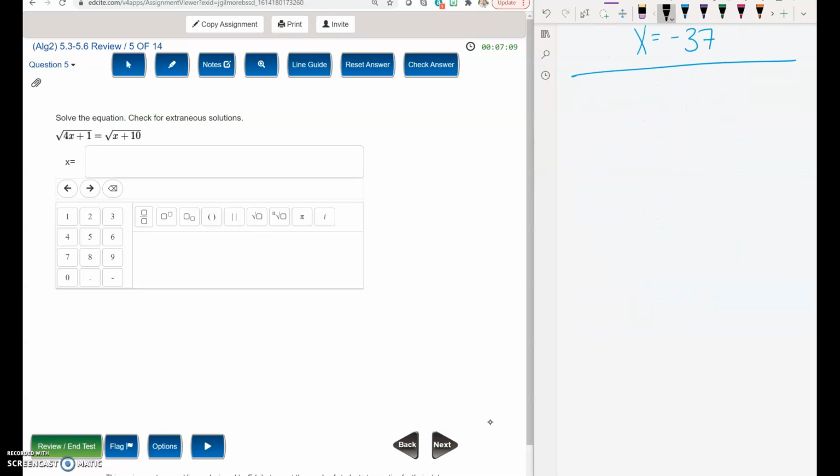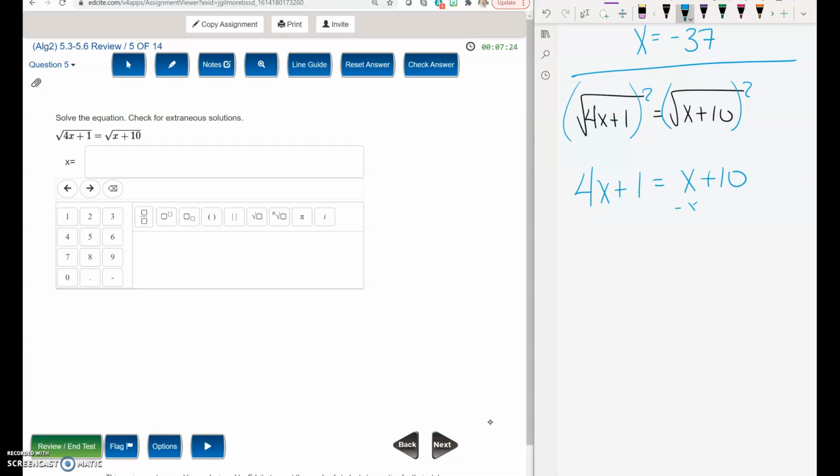This next one, we have the square root of 4x plus 1 equals the square root of x plus 10. We basically square both sides, and that gets rid of the radicals. So we have 4x plus 1 equals x plus 10. Subtract x on both sides. 3x plus 1 equals 10. So 3x equals 9, which means that x equals 3.